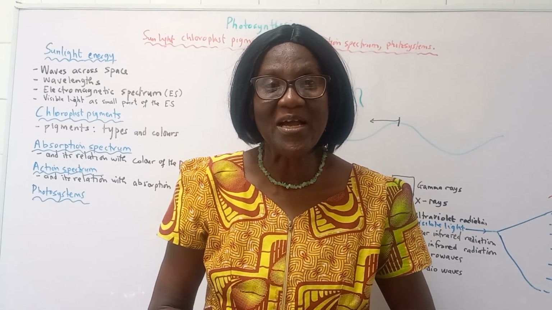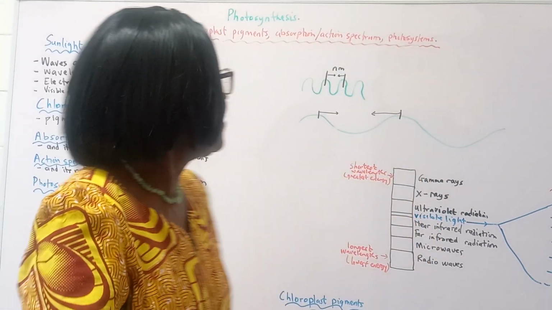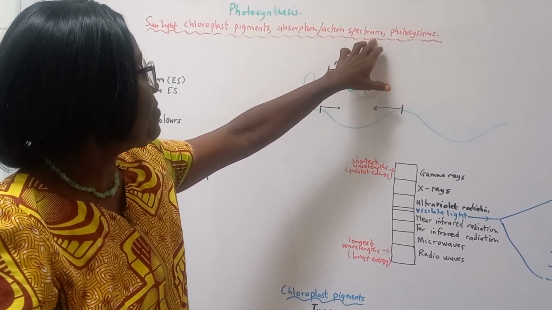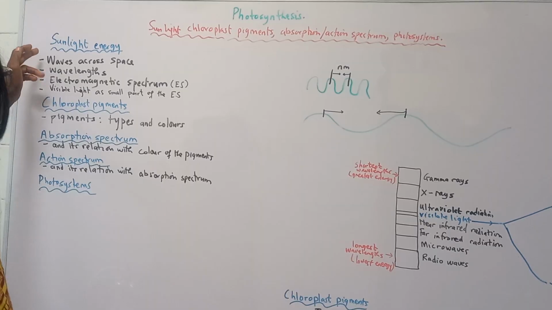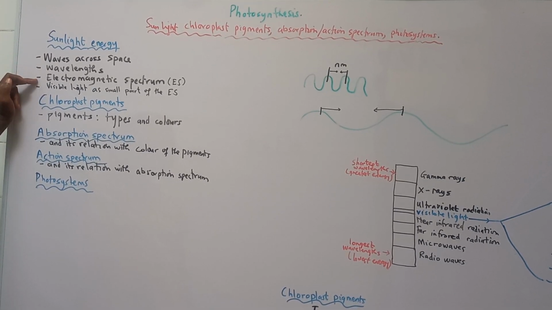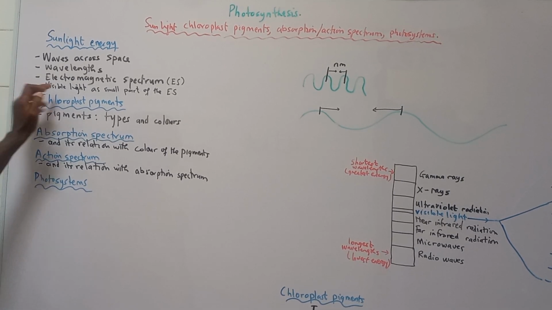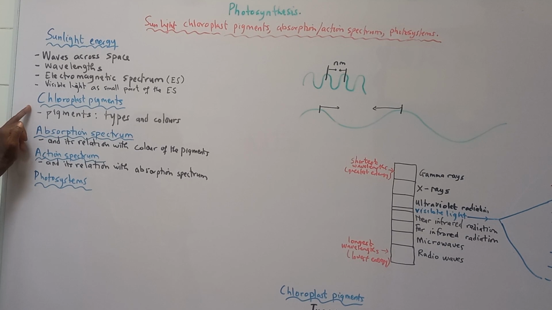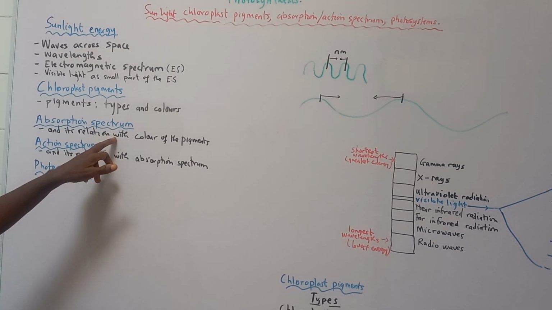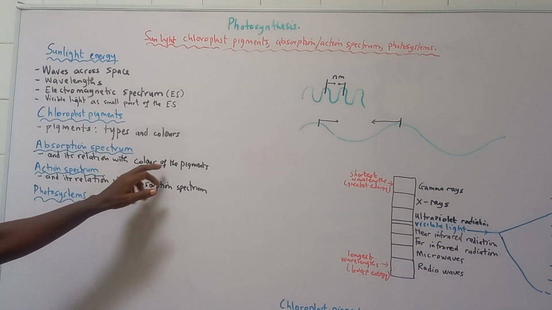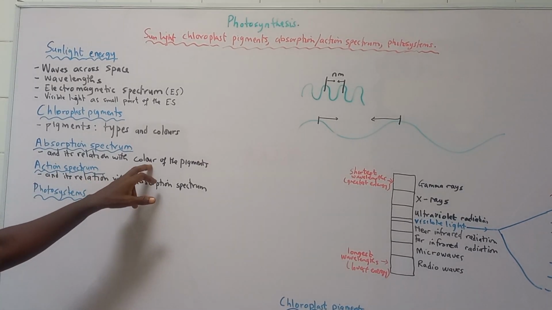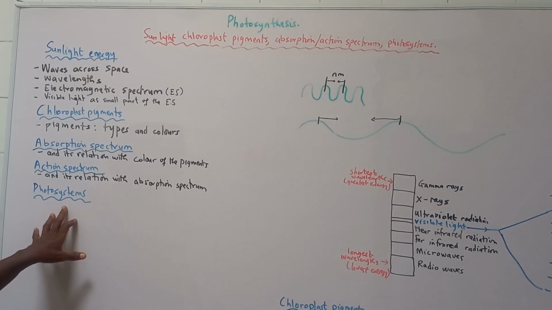In this lesson, we are looking at photosynthesis, sunlight, chloroplast pigments, absorption and action spectra, and the photosystems. We will discuss sunlight energy as waves, the wavelengths, the electromagnetic spectrum, and visible light as a small part of the spectrum. Then we'll discuss chloroplast pigments, types and colors. Then we'll look at the absorption spectrum and its relation with the color of the pigments, and look at the action spectrum and its relation with the absorption spectrum, and we'll look at the photosystems.